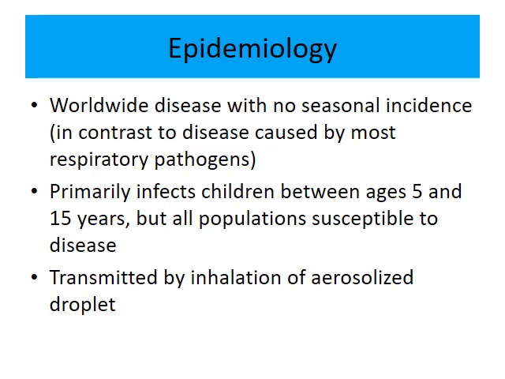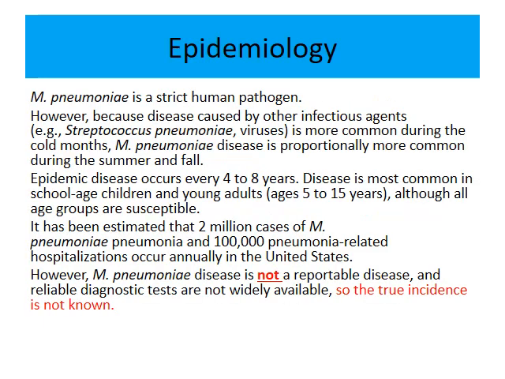If you look at epidemiology, there is no seasonal incidence, and it primarily infects children between 5 and 15, transmitted by inhalation of aerosolized droplets. These are some of the important things that you want to keep in your mind, especially when you talk of epidemiology as compared to viral infections that you may see. It is a strict human pathogen, and some other bacteria or viruses should be there for your differential diagnosis.